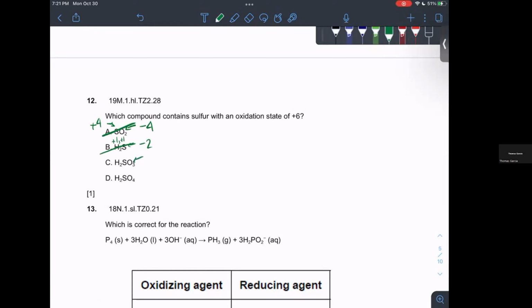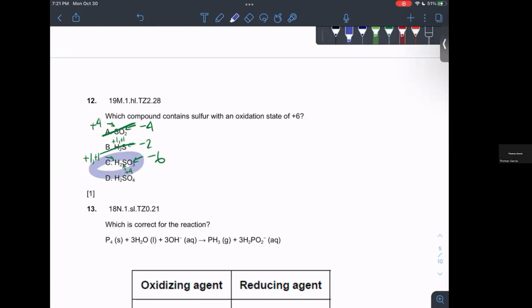H2SO3, oxygens are going to make a -6. The hydrogens are each going to make a +1, +1. Well, turns out this guy's got to be a +4 to balance that oxygen chain out. It is going to be C. We can just stop right there. We know we've hit it.